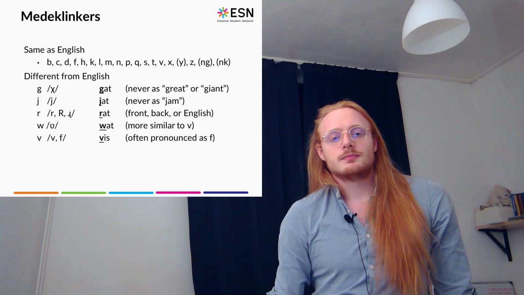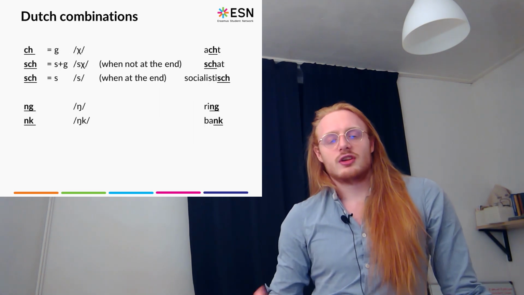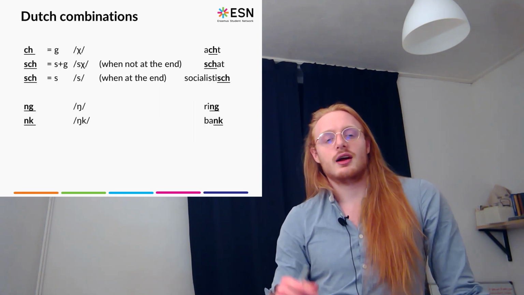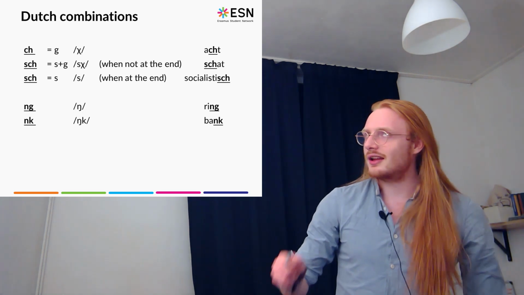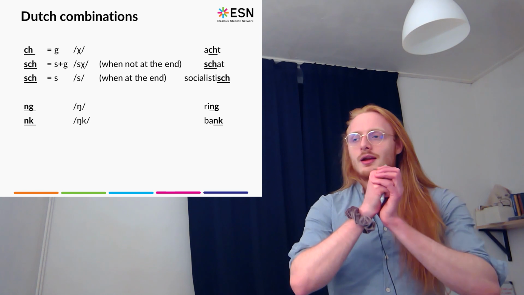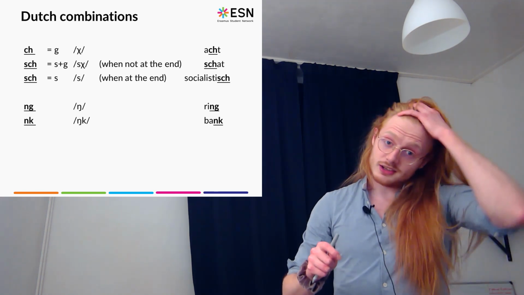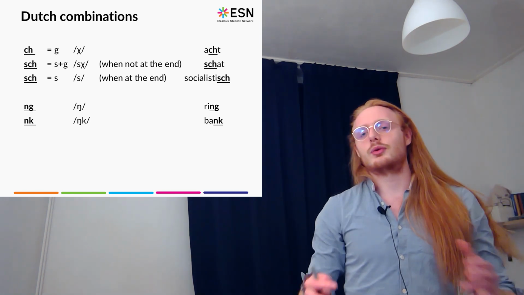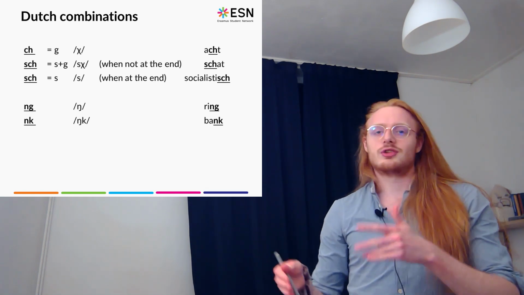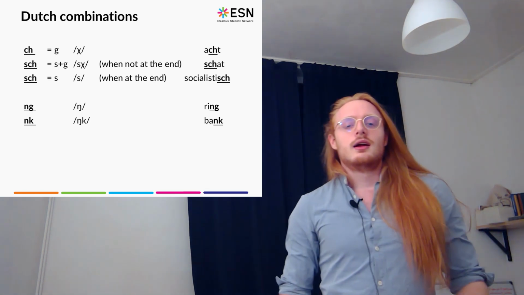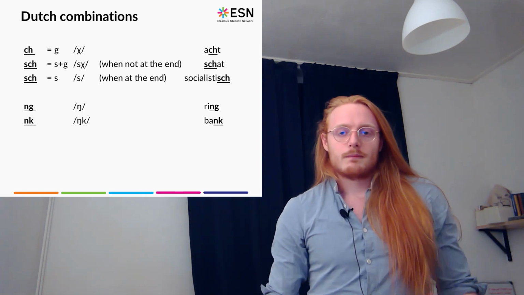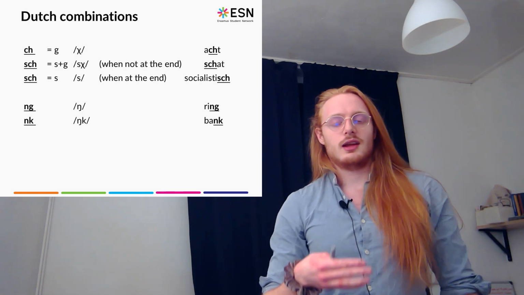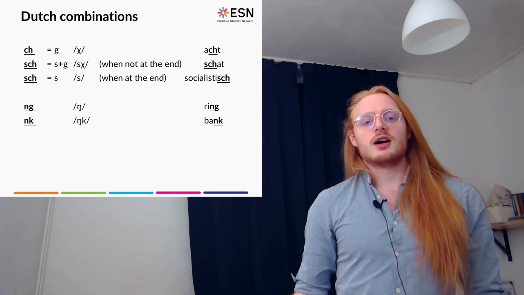All right, moving on. There are some combinations in Dutch that are useful to keep in mind. A CH is always pronounced as a G, except for when it is an English loan word, like the word chillen, which comes from to chill. It's just always pronounced as a ch. For example, the word for 8 is acht.